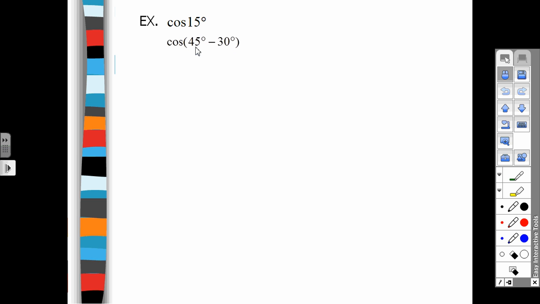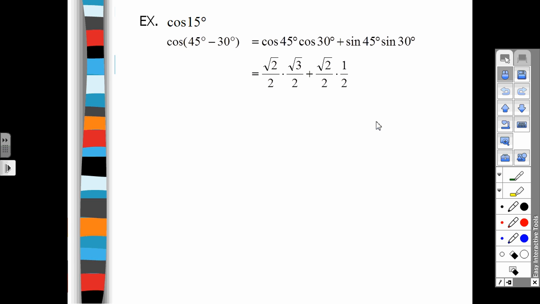And now 45 degrees is alpha and 30 degrees is beta, and I can just plug that into my formula, or my identity. So the cosine of 45 times the cosine of 30 plus the sine of 45 times the sine of 30. And then you just look at your handy dandy unit circle and you plug in the appropriate values for these 4 trig functions. So we have the cosine of 45 is root 2 over 2, cosine of 30 is root 3 over 2, the sine of 45 is also root 2 over 2, and then the sine of 30 is 1/2.